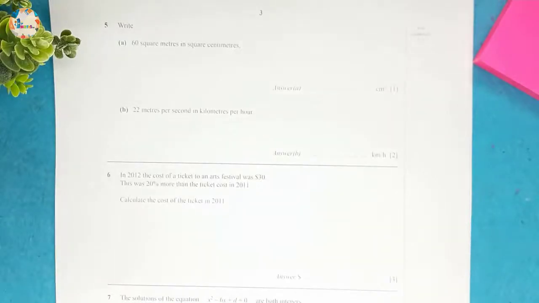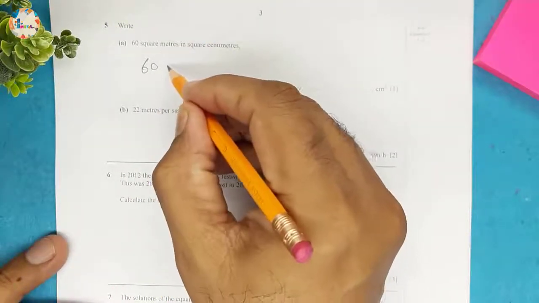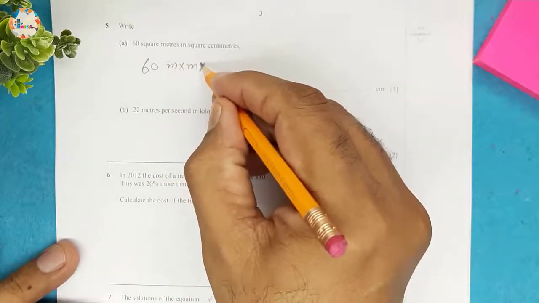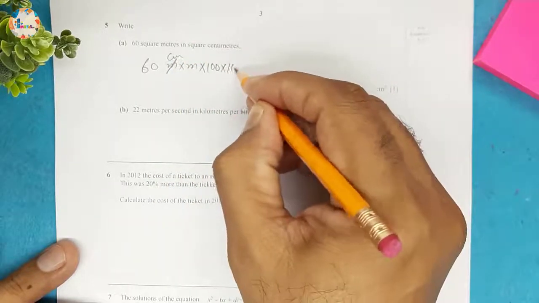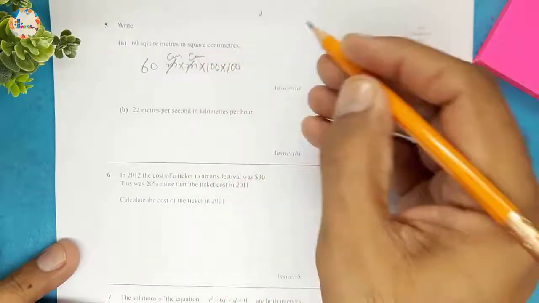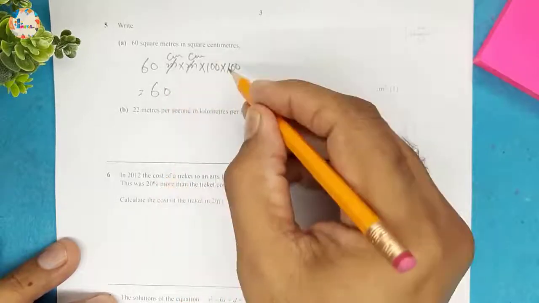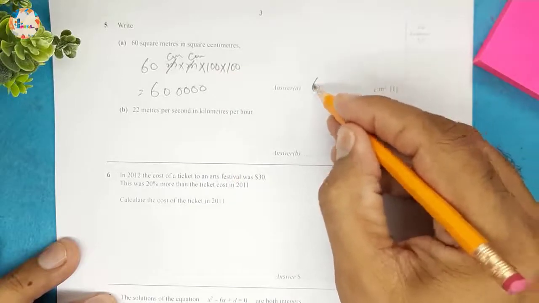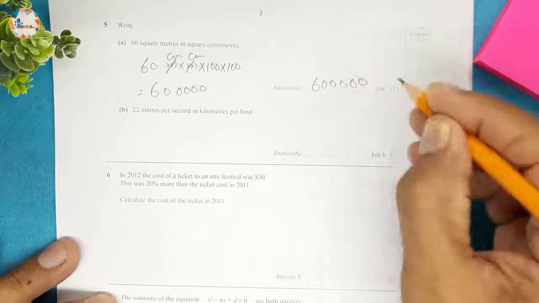Then question number 5. Write 60 square meters in square centimeters. So 60 square meters means meter times meter. To convert 1 meter into centimeters, we multiply by 100, and again by 100. So this will be equal to 6 followed by 5 zeros, basically 600,000 will be the answer.